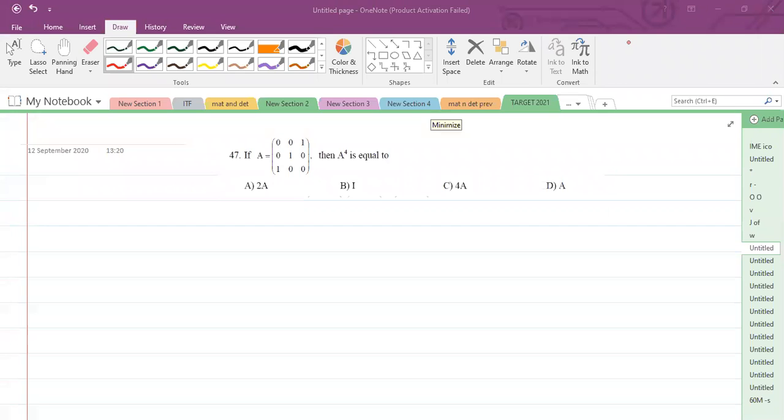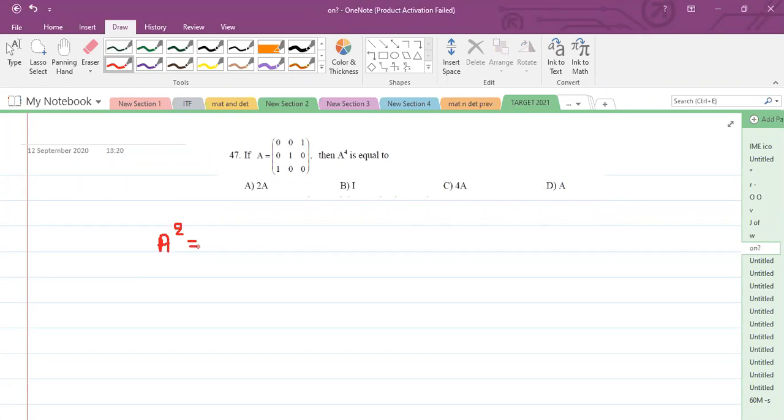Yes, very good. Very good, option B. No, it is not A. It is B, because you need to find A raised to 4. First of all, let me find A square.